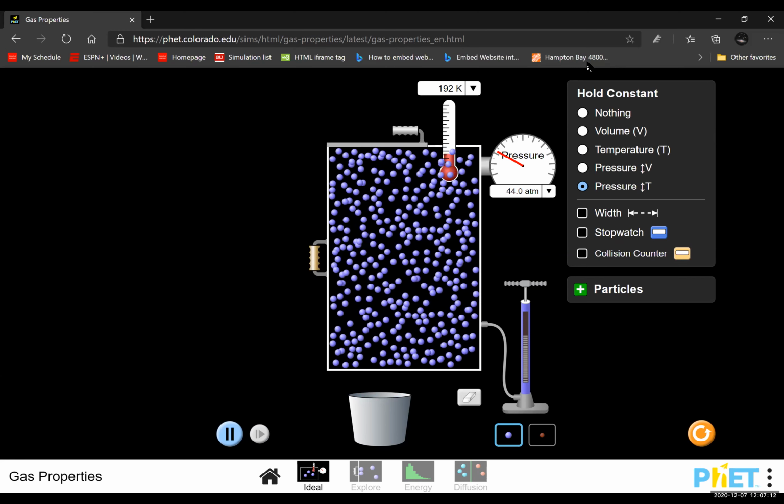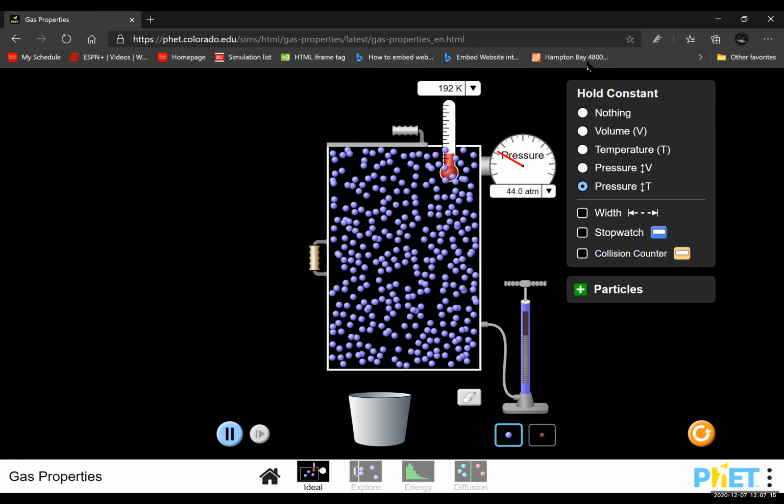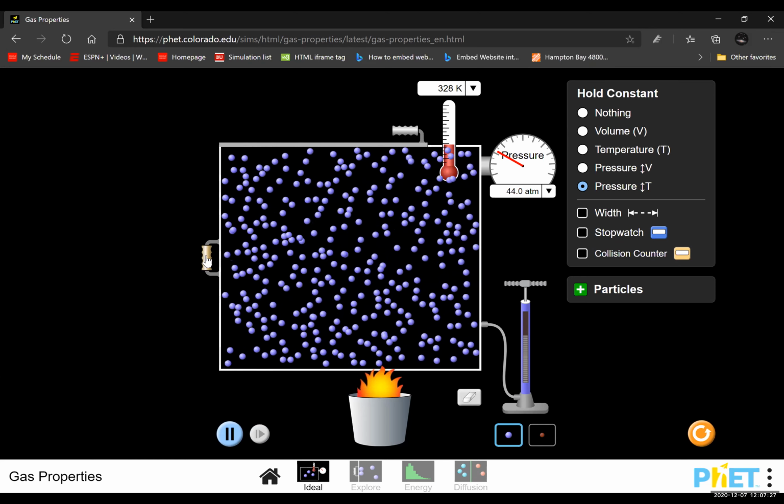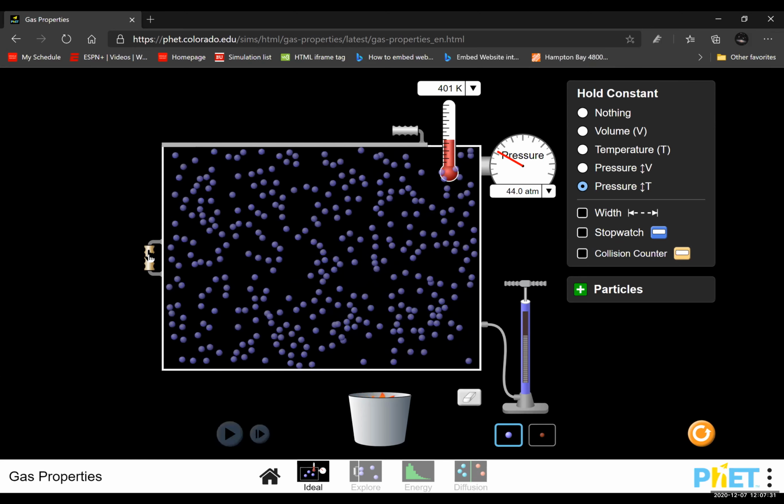So we were told that when a gas is kept at constant pressure, the volume is directly proportional to the temperature. So let's see, 192 Kelvin, and this is my volume. That means if I increase volume, temperature should increase, and it did increase. Again, if I increase more, the temperature will increase. It did. But if I decrease the volume, temperature should decrease, and we see that as well. So every time I decrease the volume, the temperature decreases. I increase the volume, temperature increases.